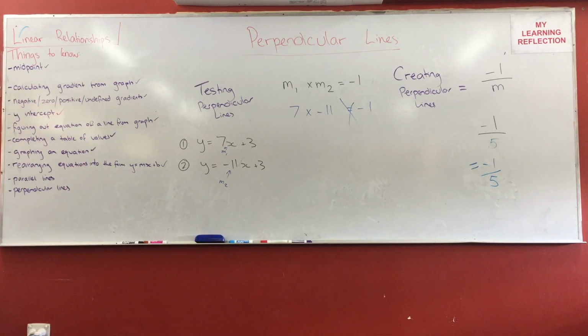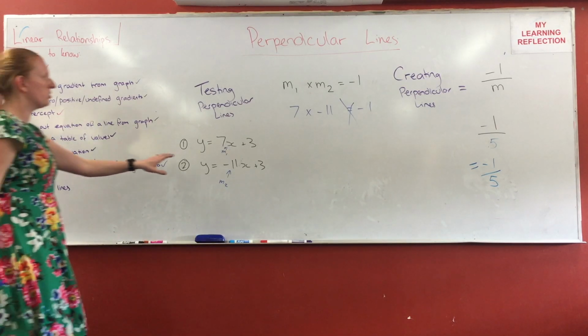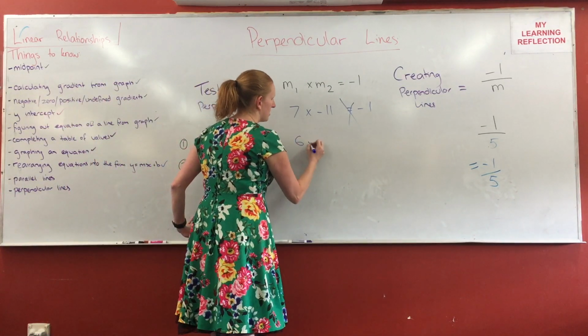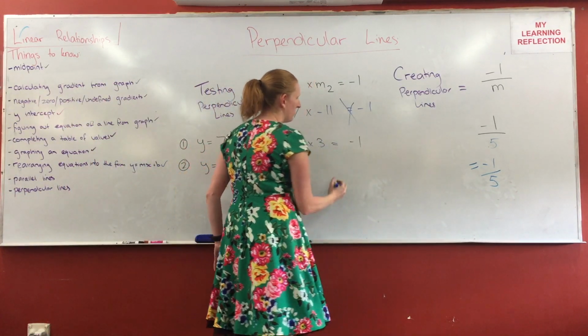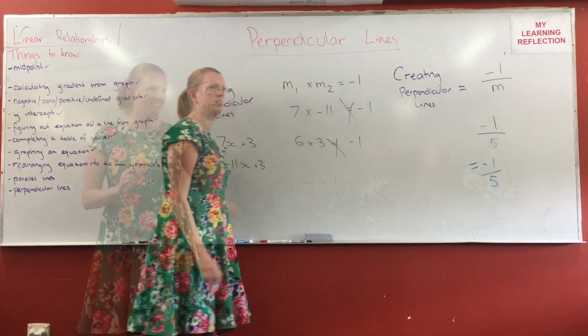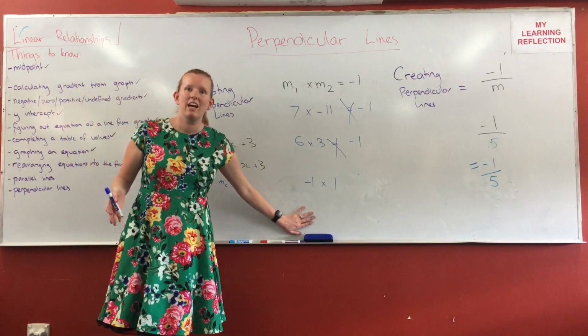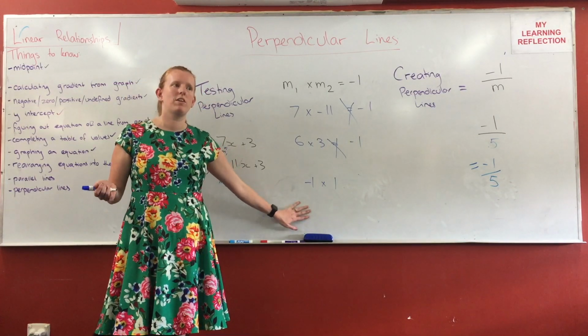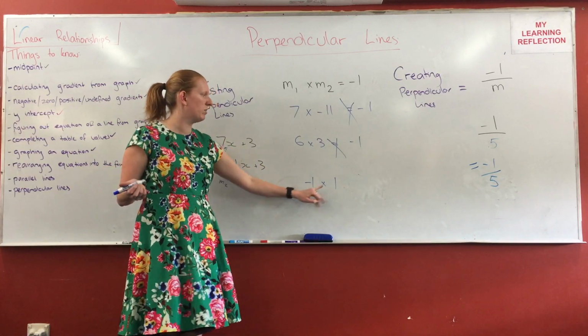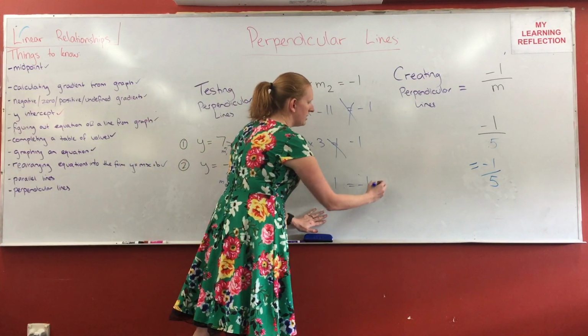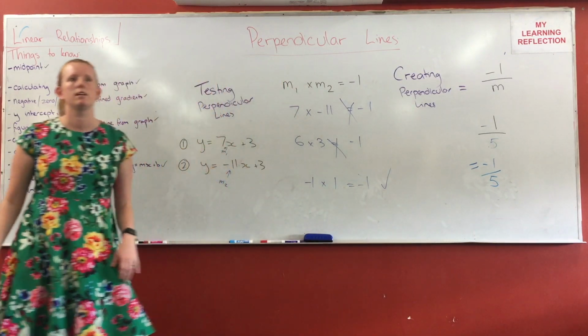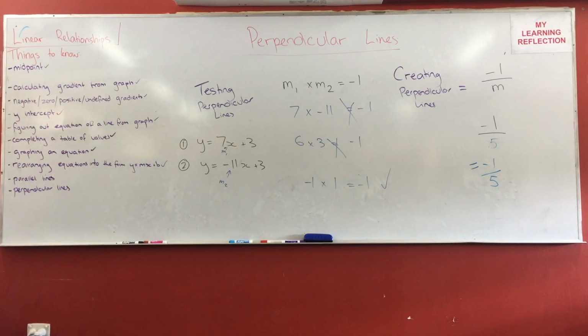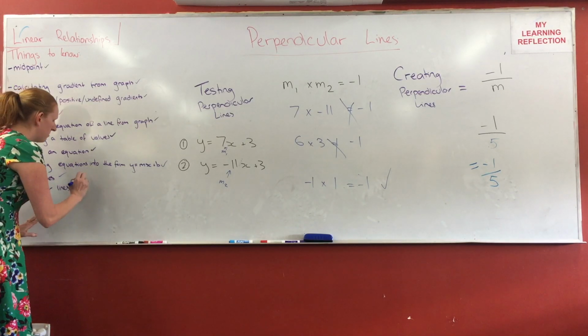If you got ones that do multiply to negative 1, then yes, they're perpendicular. But if you get 2 numbers, I don't know, like 6 times 3, does that equal -1? No, it does not. Alright, so if I had an equation that had a gradient of -1, and if I had another equation that had a gradient of 1, -1 times 1, does that give me -1? It does, so that would be perpendicular. However, the other ones, no, they don't multiply to -1, then they're not perpendicular. And that is it for today.